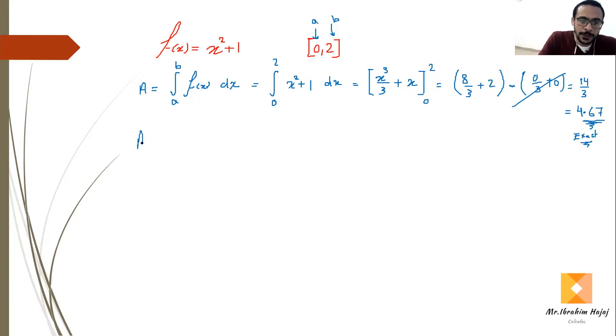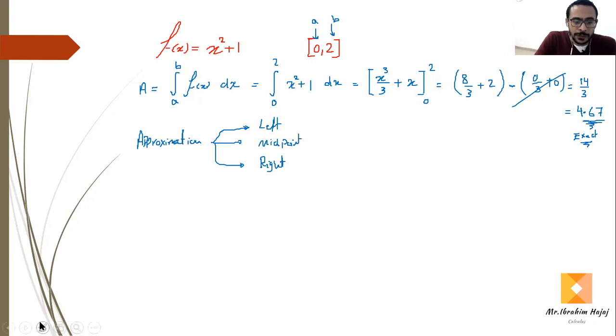Now our approximation. In the approximation of the area, guys, I have 3 different ways. The first way is the left endpoints rule. Let's write only the left. And here the midpoint rule, and the right rule. It's so easy. Pay attention.